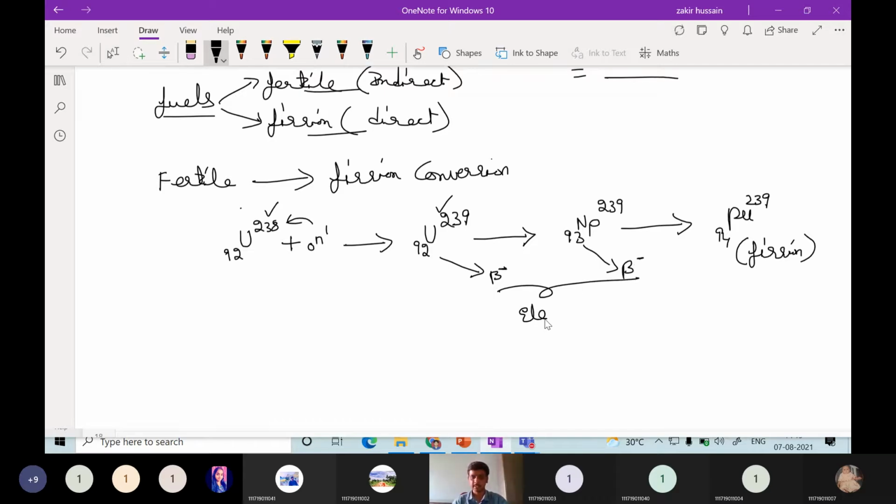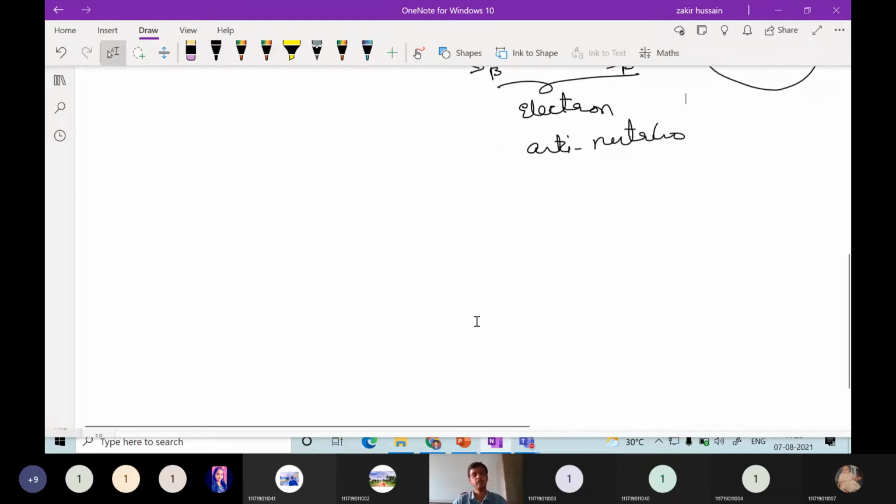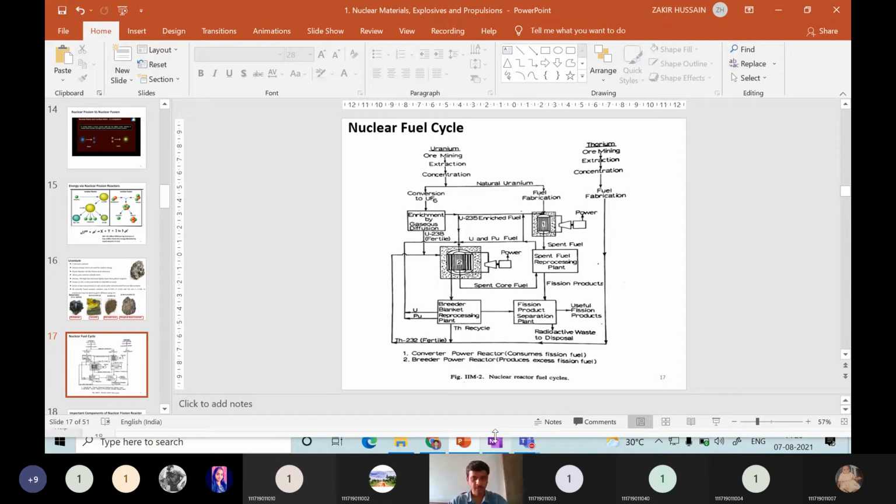What is this one? This is called electron anti-neutrino. So all the fertile fuels have to undergo this type of transformation to form a fission fuel. Then how will the fission fuel undergo the fission reaction? For example, the fission fuel is U-235 (uranium-92, 235). U-235 is a directly fissionable fuel.